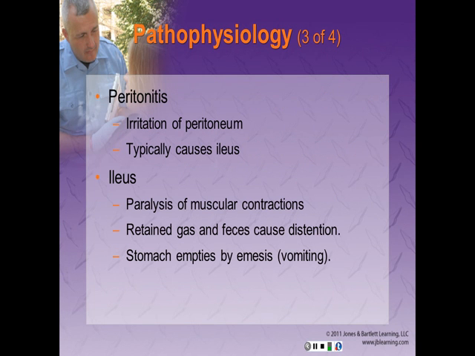Peritonitis, which is an inflammation of the peritoneum, usually causes ileus. Ileus is paralysis of muscular contractions that normally propel material through the intestine. The retained gas and feces cause abdominal distension, and the stomach can only empty itself by vomiting or emesis. Peritonitis is associated with nausea and vomiting, and also associated with loss of bodily fluid into the abdominal cavity.